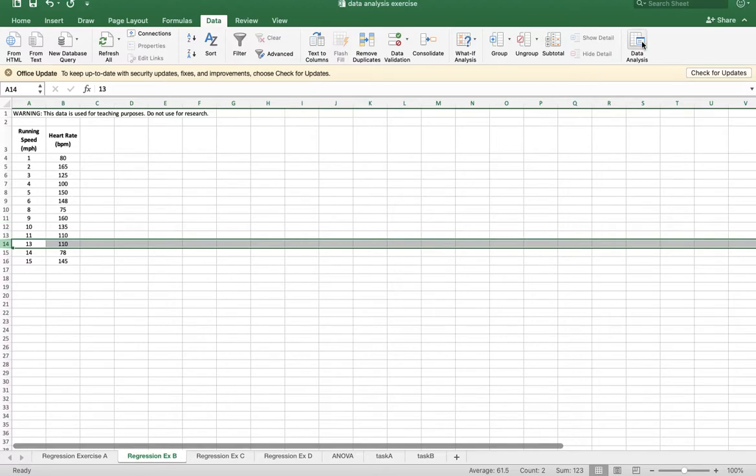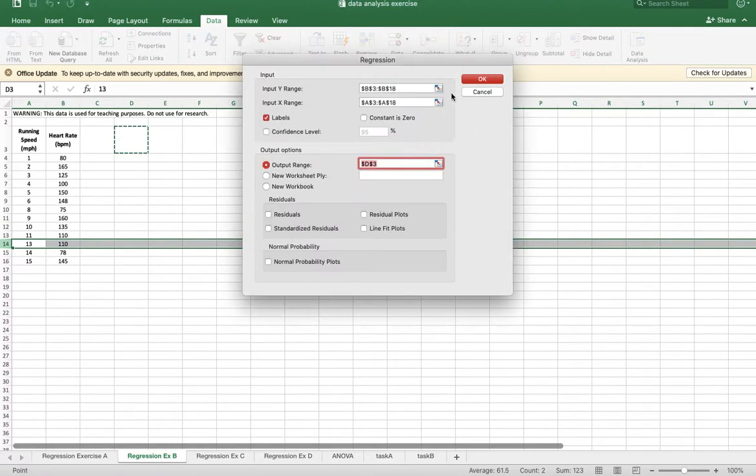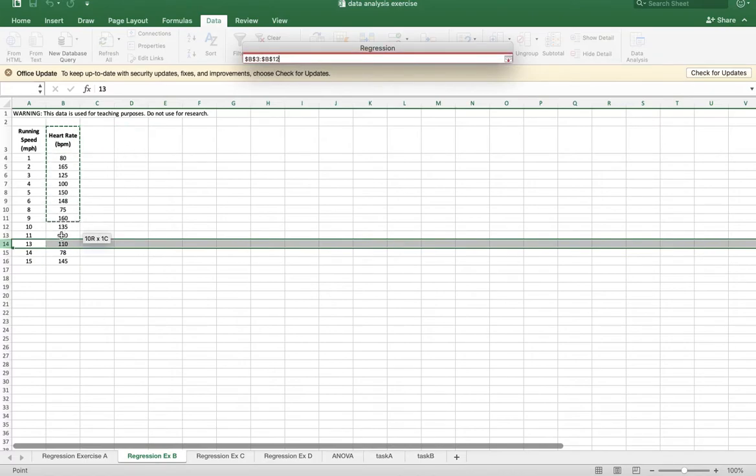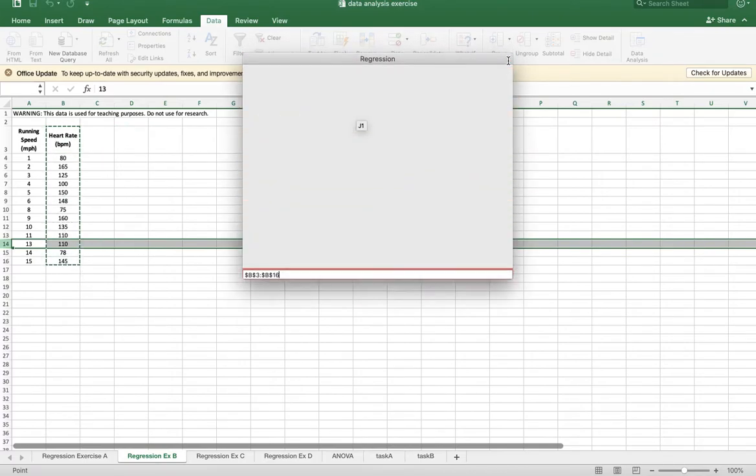Then let's try to do the data analysis. Regression, okay. Then this one.